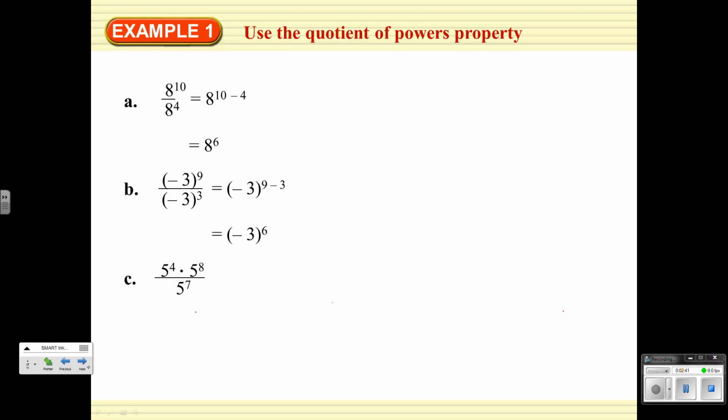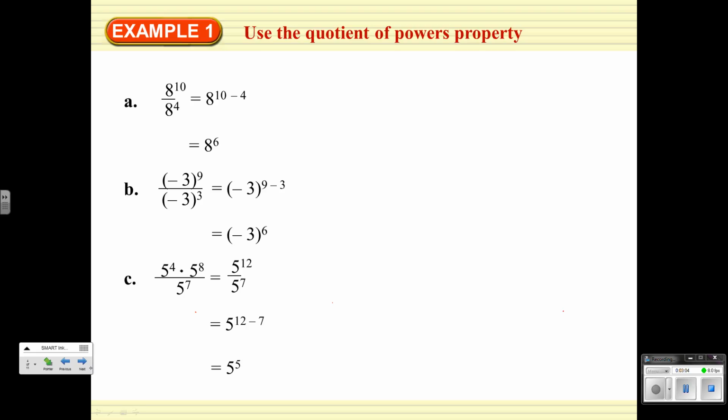Our base is 5, it stays the same, and we're going to add our exponents. So our base stays 5, and 4 plus 8 is 12. Down below, we just bring our 5 to the 7th power over. Now we're going to do the division, where our base is 5, and our numerator's exponent is 12, denominator's is 7, so we do 12 minus 7. So we have 5 to the 5th power.